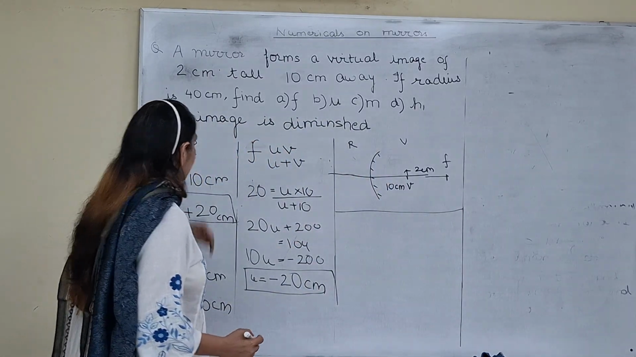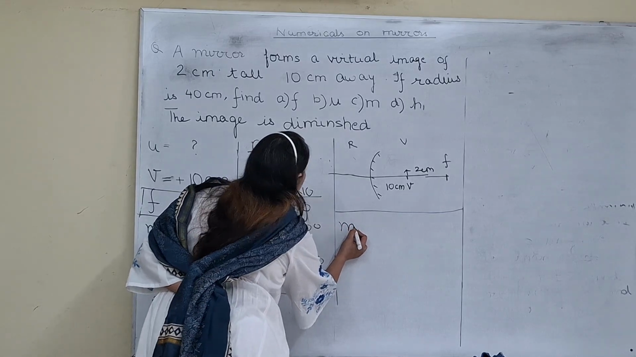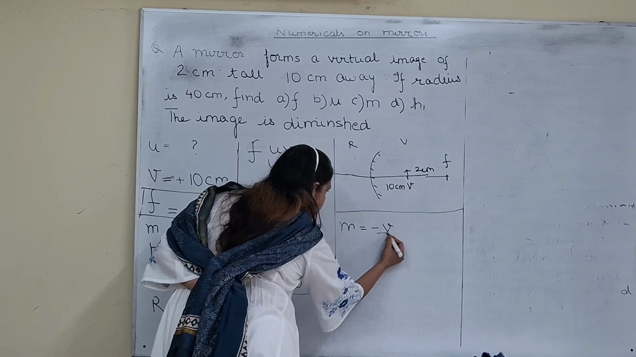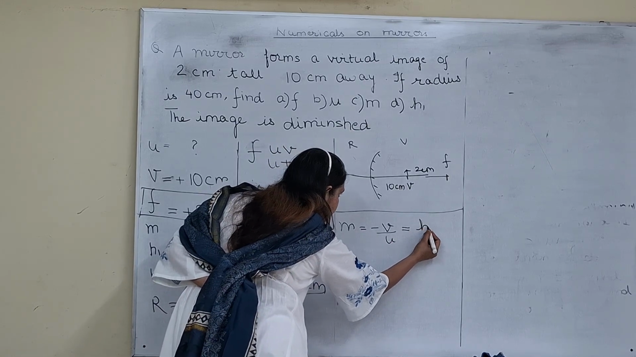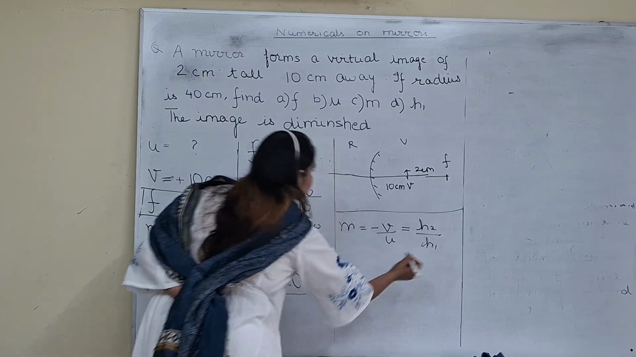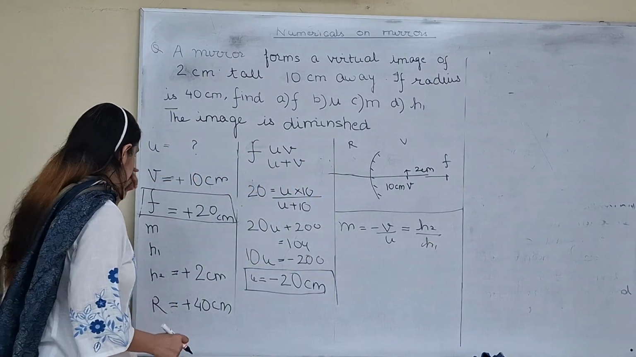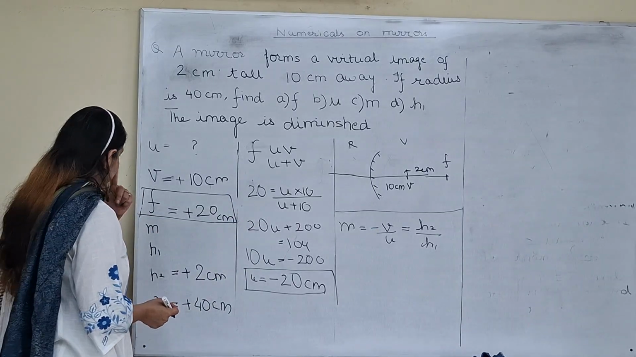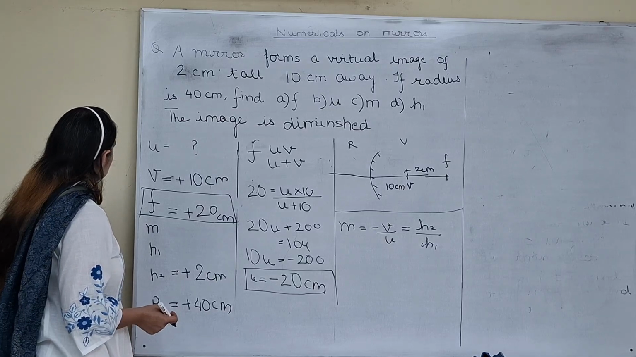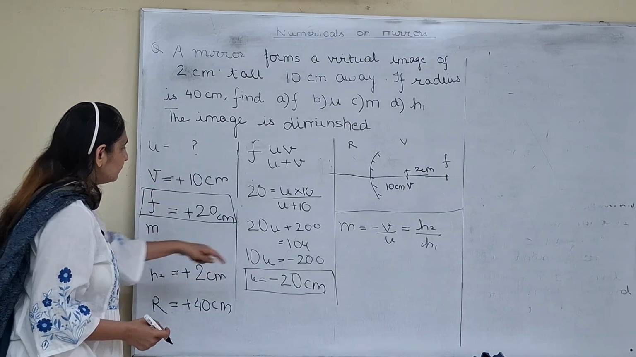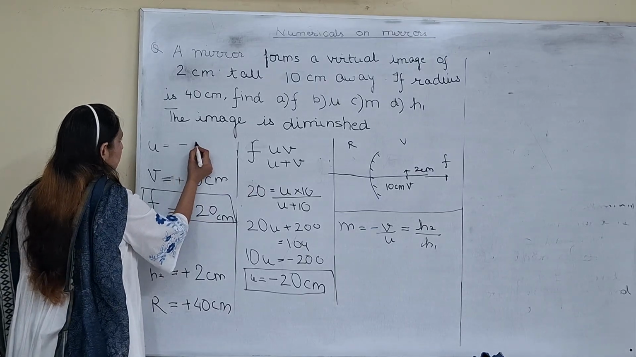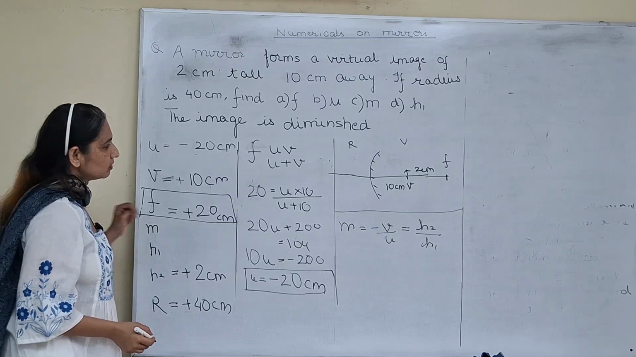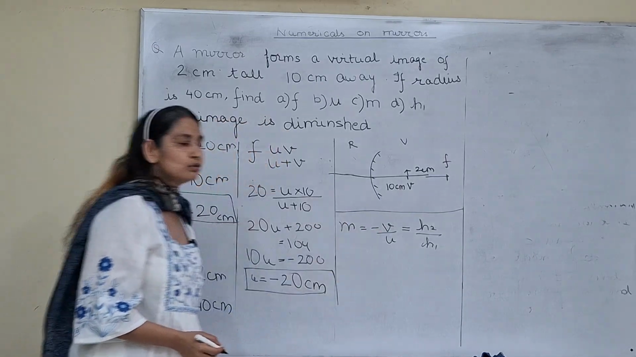Magnification. Magnification has 2 formulas. We are on part B. No, we are on part C. Two formulas, one is minus V upon U and one is H2 upon H1. Good. Now what do you have? You should have in this formula at least two things that should be known, so we can find the magnification. So do we have U? Yeah, we found out it was minus 20. Okay. Now we have U and we have V. So this formula can be used to find the magnification.